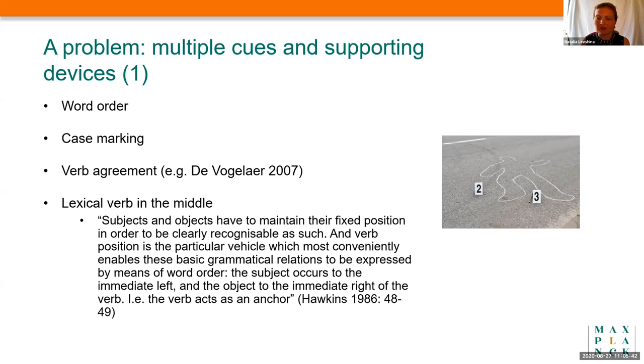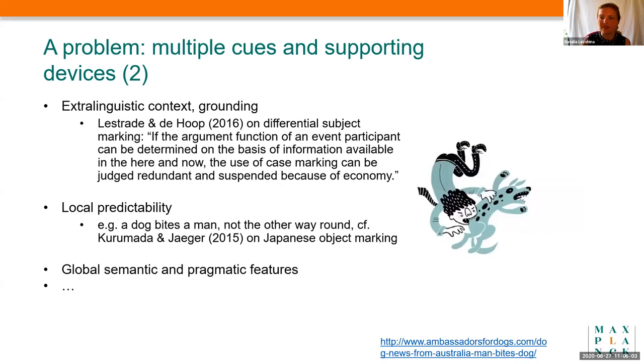So this idea, I think, goes back to Hawkins. He developed that view. And so if the subject occurs to the immediate left of the verb and the object to the immediate right, then this verb acts as an anchor. And it's believed to help in processing and deciding what actually happened. So there are, of course, other factors. For example, extra-linguistic context. If we see what's going on, we might not need any other cues, and it can be easier to interpret the utterance.